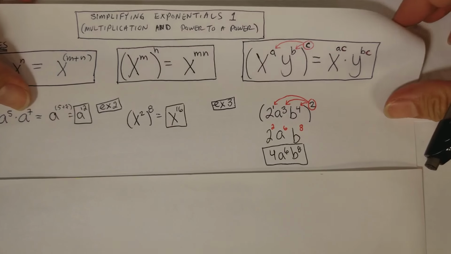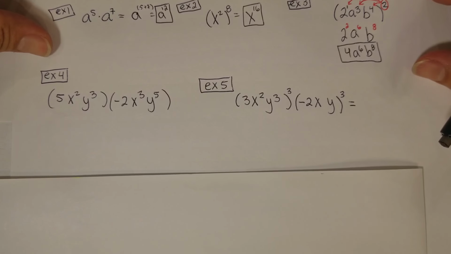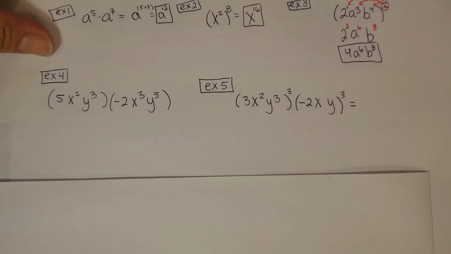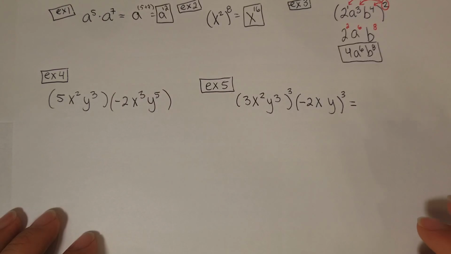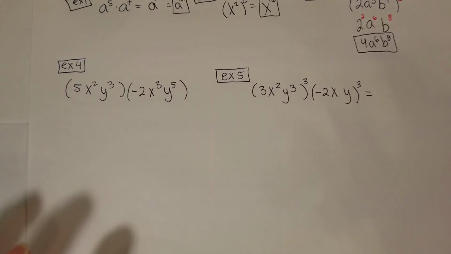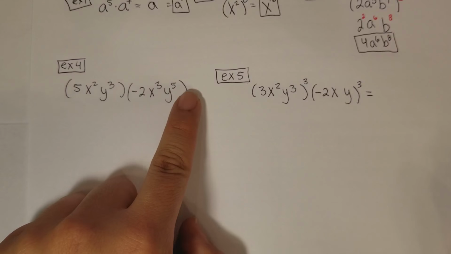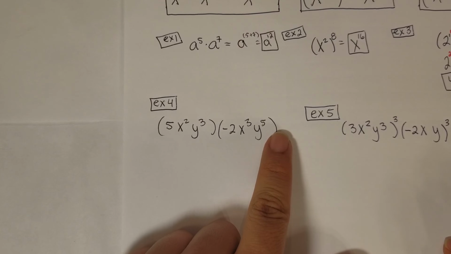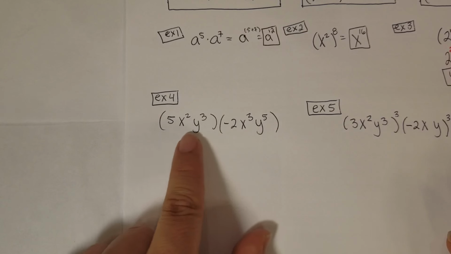All right, let's do some more examples, a little more complicated now. So we're going to level up a little bit. So example 4 and example number 5. How do we simplify these expressions? So we'll take it one step at a time. First of all, parentheses. Let's check if the parentheses have any powers on the outside, for example number 4.